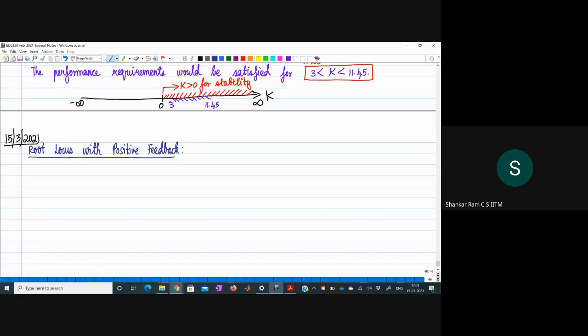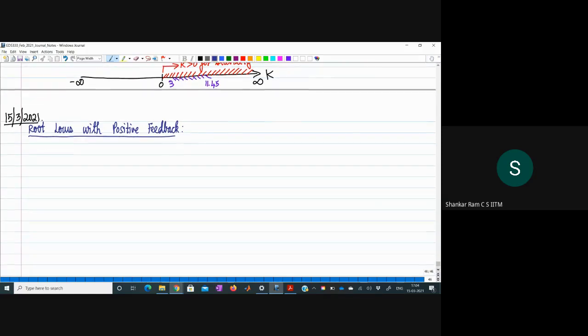We will first discuss how we shall draw the root locus, or construct the root locus, with positive feedback. Then we will look at why we are doing it. Okay, so the intention will become clear as we go on.